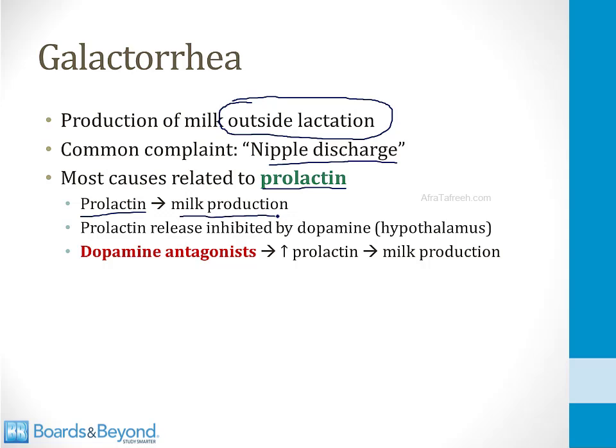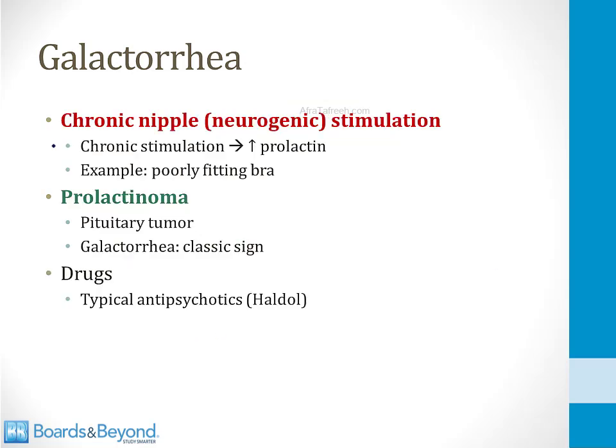Another thing you need to remember is that prolactin release by the pituitary is inhibited by dopamine from the hypothalamus. So anything that is a dopamine antagonist can lead to more prolactin, and that can lead to milk production. So with that in mind, listed on the screen are some common causes of galactorrhea. The first one is chronic nipple stimulation. This is called neurogenic galactorrhea.